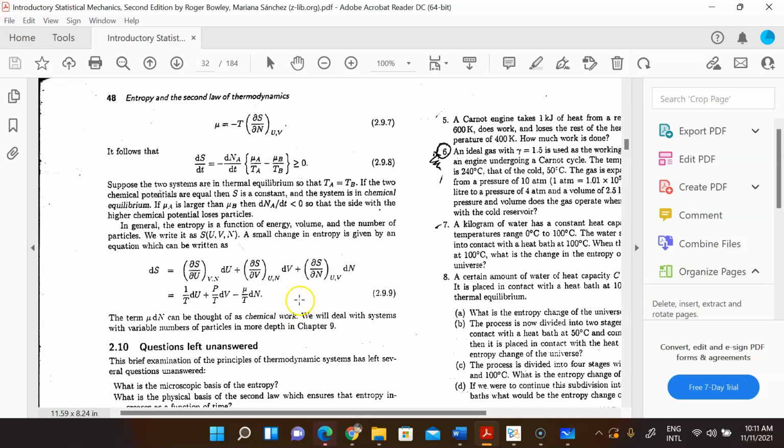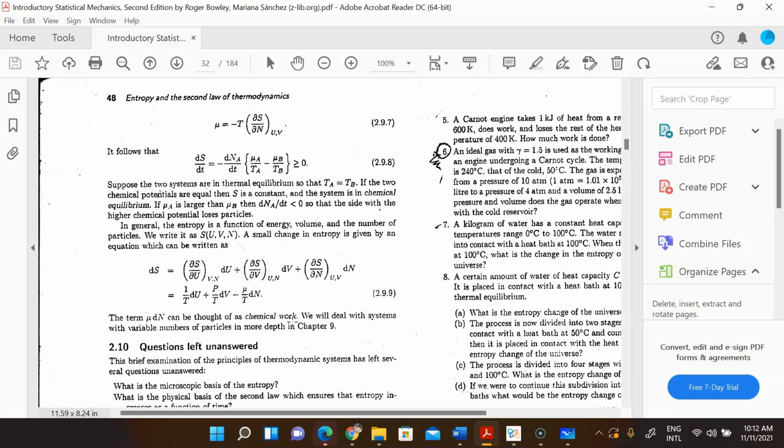The other thing is probably the analogy of the mechanical work. For the mechanical work, we know that P times dV is the mechanical work. So here one can also think about mu times dN, which can be thought of as a chemical work. I think that finishes up chapter 2 of the book.